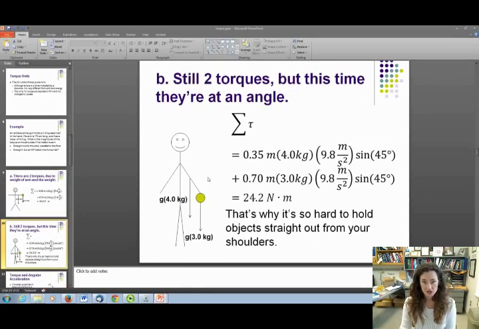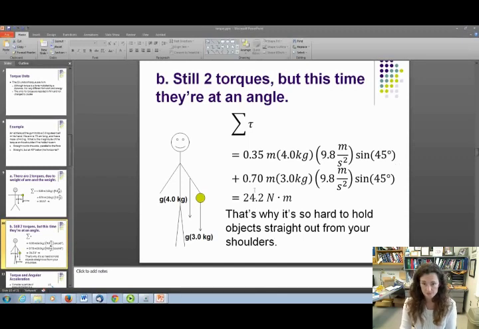Now let's compare that to the arm at a 45-degree angle to the horizontal. Yet again, I'm going to sum the torques. Yet again, it's halfway down the arm for the distance, or all the way down the arm for the distance. But now the only difference is I'm doing the rF sine phi, and the angle between the force and the line connecting the axis of rotation, the shoulder, to the force, that angle is now 45 degrees. So here I have 0.35 times 4 kilograms times 9.8 meters per second squared times the sine of 45.